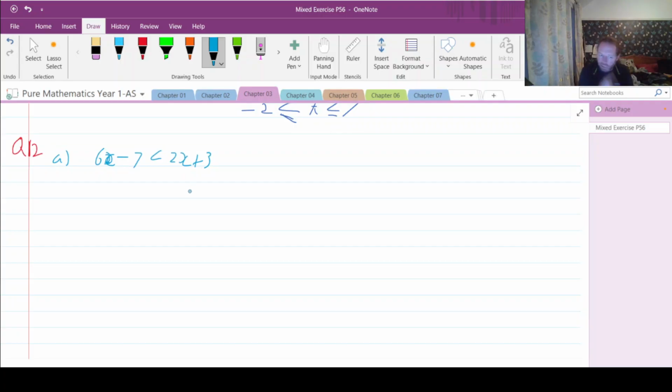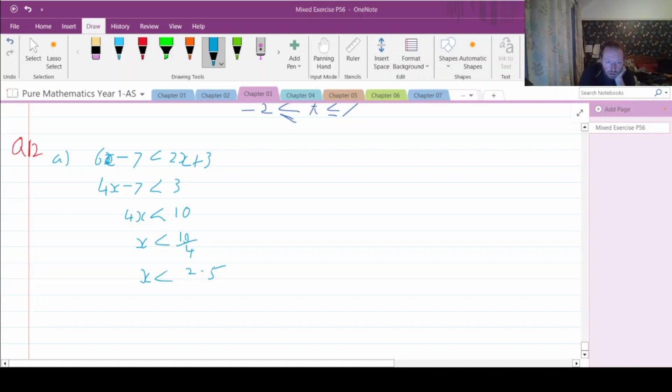Let's solve this for x. Let's do a minus 2x on both sides, so we end up with 4x minus 7 is less than 3. And now let's add 7 to both sides, so 4x is less than 10. And so x needs to be divided by 4, and so x is less than 2.5. Okay, on to part B of this one.